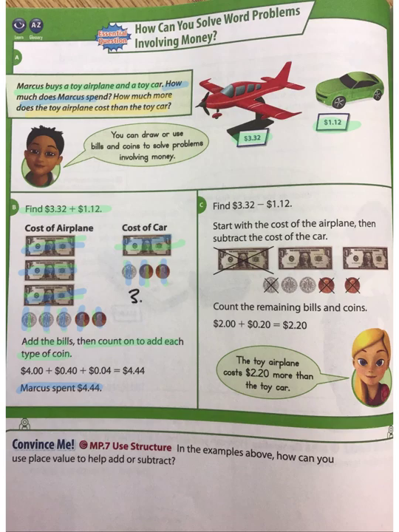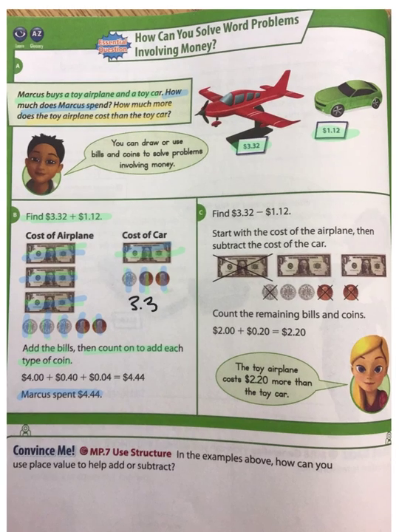If you wanted to, you can write this as an addition problem, and you can just line up the decimals. So we have $3.32 plus $1.12. Notice how I lined up my decimal points right here. And then we can just add. So 2 plus 2 is 4, 3 plus 1 is 4. Put your decimal point, 3 plus 1 is 4. So that's another way you can do it as well.